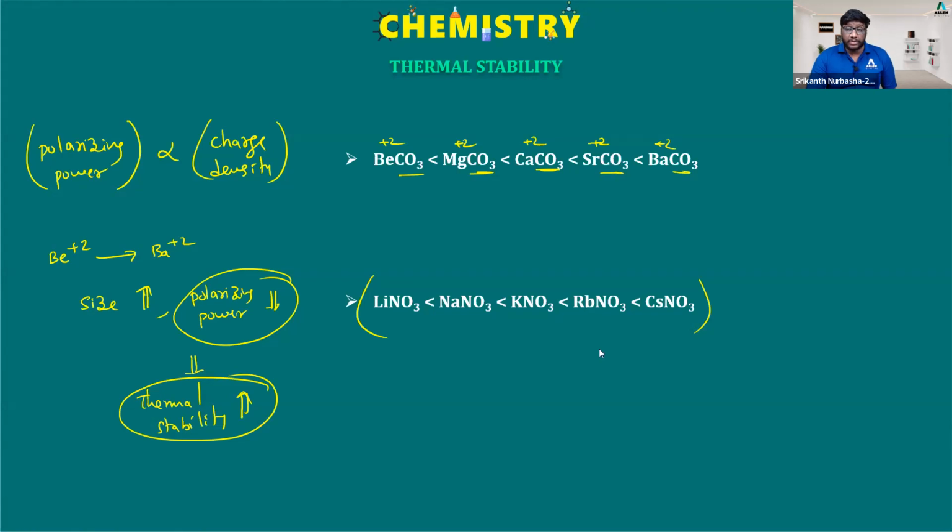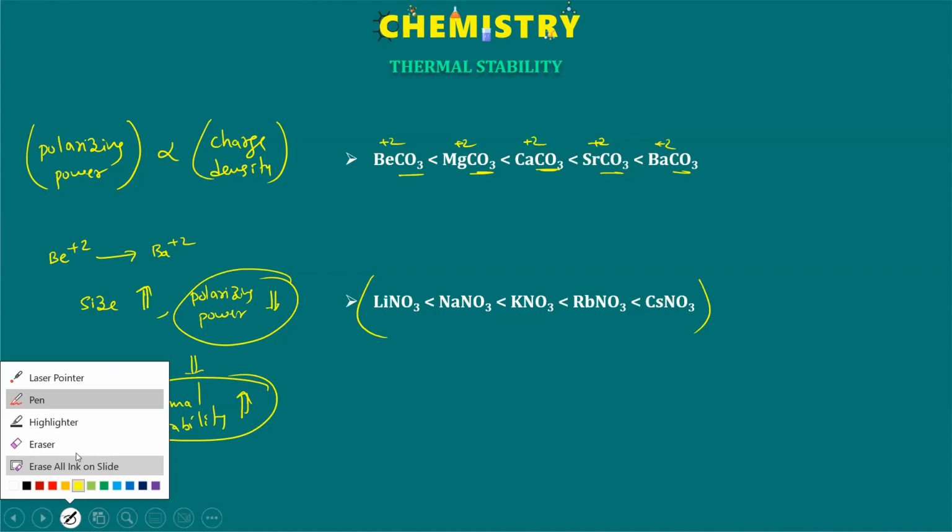Questions will be asked on thermal stability, like compare which of the following are more thermally stable. Thermal stability is inversely proportional to polarizing power. Polarizing power is directly proportional to charge density. So based on that you will compare: greater the polarizing power, lesser the thermal stability, or lesser the polarizing power, greater the thermal stability. Right? Yes, sir.